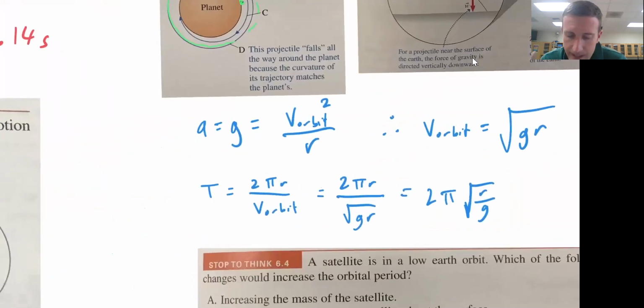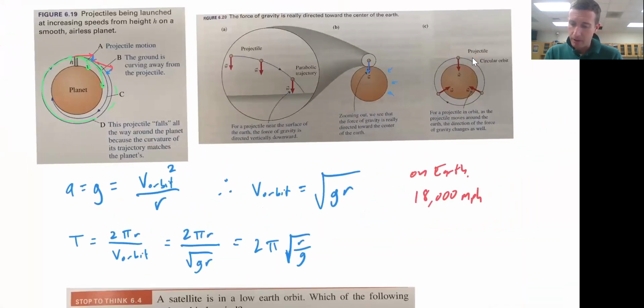So let's talk about acceleration. Acceleration, in this case, is gravitational acceleration, or g, and that's equivalent to the velocity of the orbit squared over the radius, which should look familiar because that's the same as centripetal acceleration, right? The centripetal acceleration is towards the center of the circle. In this case, I have a circle. I have the force towards the center of that circle.